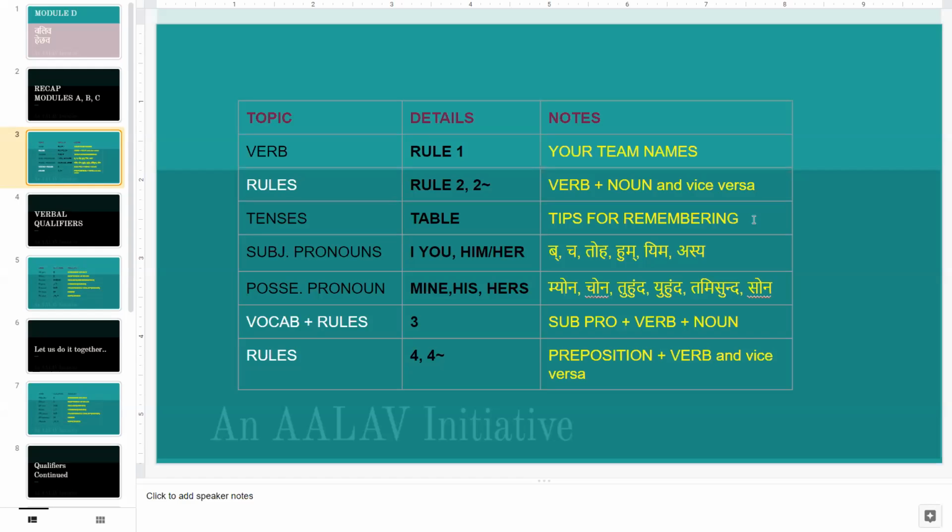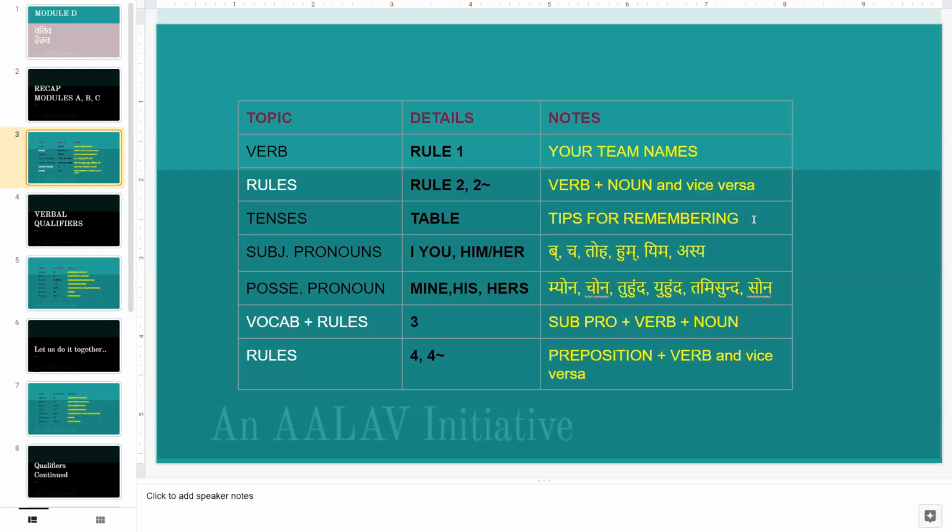And then go back to your tense table and the tips that I told you in module B, wherein you see the present, the past, first person, second person, right? If you have any doubts, you can go and check back the recordings. That has all the details about the tense table and how to remember it.